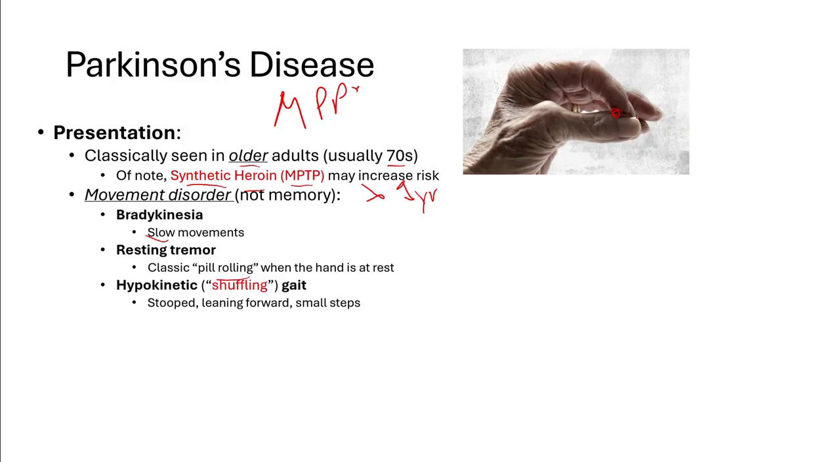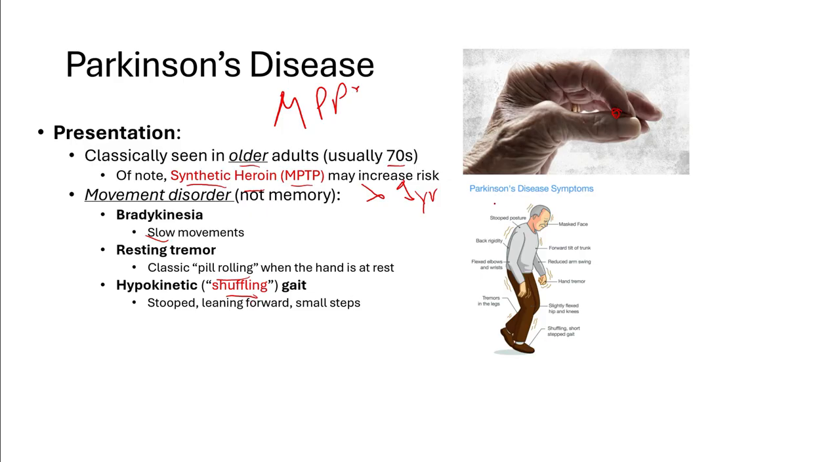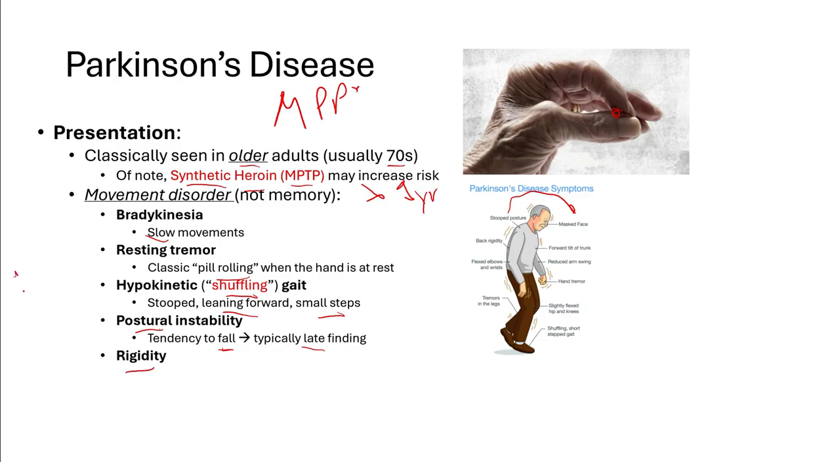You may also see a hypokinetic, aka shuffling, gait. In these individuals, they are typically stooped forward. So they're leaning forward, maybe stooped, and they have these very small steps that look like they are shuffling their feet along the floor. This can become very severe, and then this leads to postural instability, which increases the risk for falls. But this is classically a late finding. And then, of course, you may also have rigidity. Again, all of this is secondary to the low dopamine.